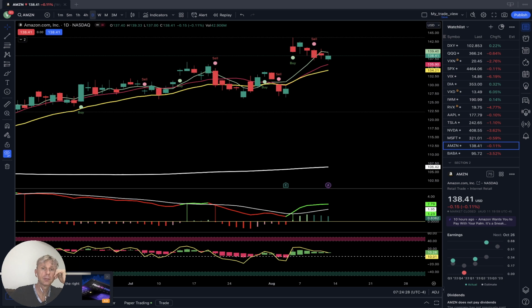Daily time frame, like already said, right? Still bullish also on all indicators on daily time frame.